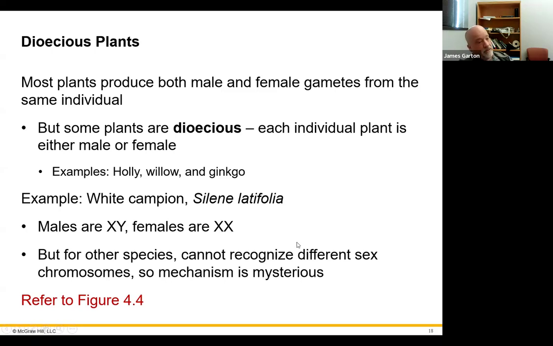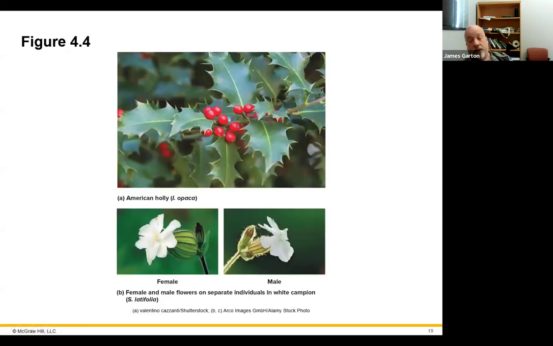But for other plants, you can look at the karyotype all you want, and there is absolutely no visible way to recognize different sex chromosomes. And so how gender is determined in these plants, we don't know. Anyway, there are pictures of random plants that might be male or female.